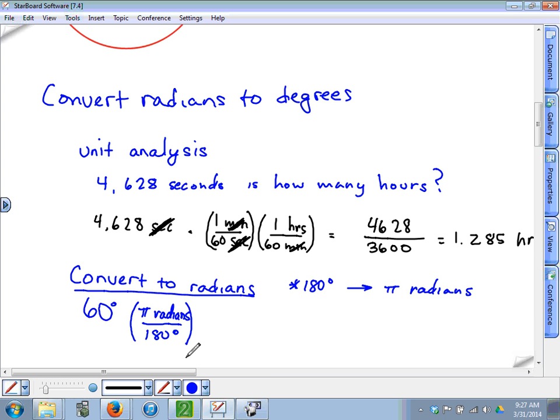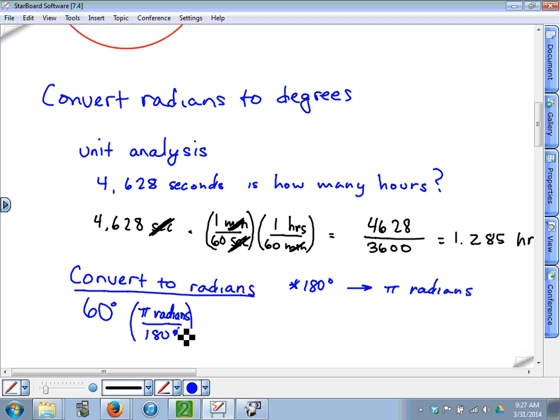I want to stop here for just a second to make sure we're on the same page. What is pi radians divided by 180 degrees? It's just 1, because pi radians is the same as 180 degrees. I'm taking 60 degrees and multiplying it by 1, essentially. That's why this works. What's 60 degrees multiplied by 1? 60 degrees. So I'm not changing the size of the angle. All I'm doing is changing how it's being measured. Instead of degrees, we're going to measure it in radians.